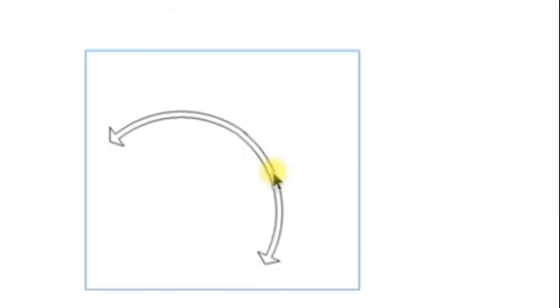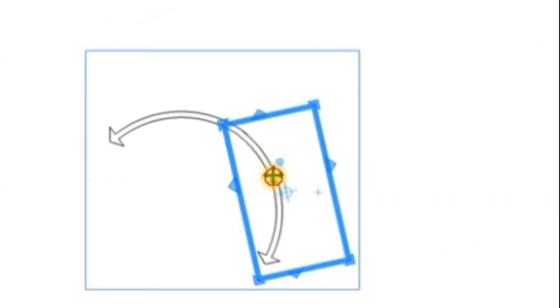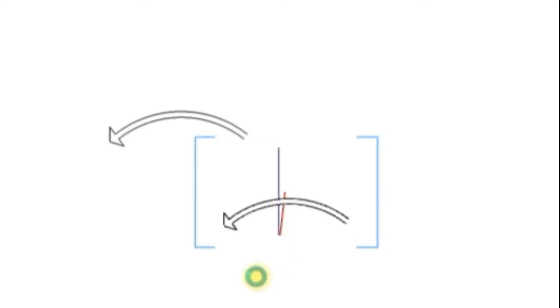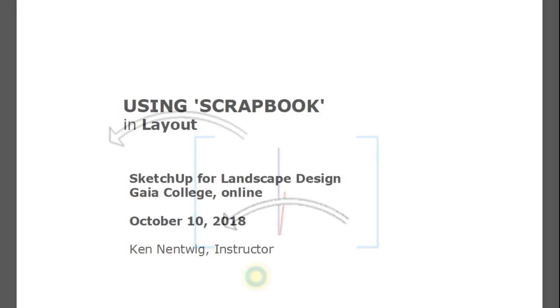If I double-click on the arrow, what you'll see is that it's actually a SketchUp model and it can't be adjusted or changed in Layout. These are some of the things you'll find handy. Lots more in Scrapbook.